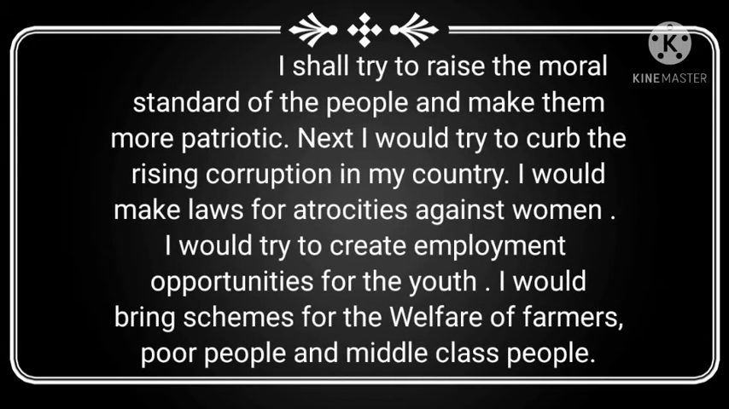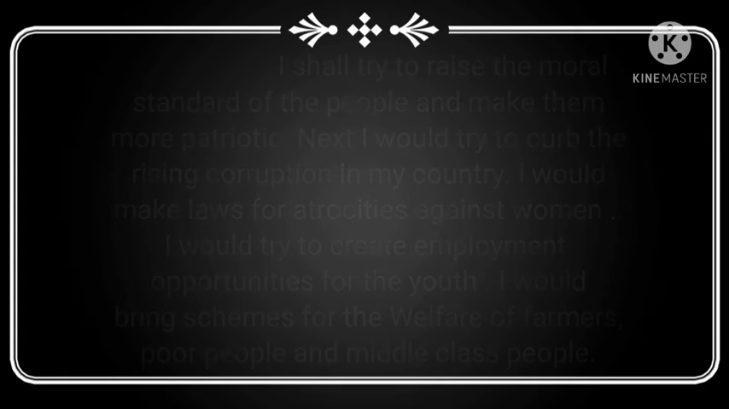Next paragraph. I shall try to raise the moral standard of the people and make them more patriotic. Next, I would like to curb the rising corruption in my country. I would make laws against atrocities against women. I would try to create employment opportunities for the youth. I would bring schemes for the welfare of farmers, poor people, and middle class people.